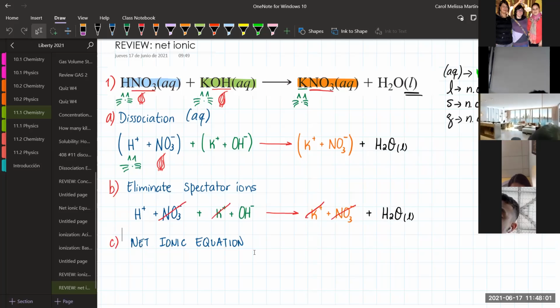So you're just going to write whatever you didn't eliminate, okay? Just the remaining: H plus plus OH minus produce H2O liquid. And this is the net ionic equation already. As you can see, it's already balanced because it was balanced from the beginning. From this process, do you have a doubt?